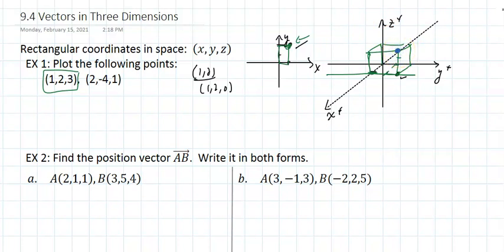And if you want to label the point, you move 2 forward. Y is negative, so you don't move to the right, you move to the left 4 units. You would move 1, 2, 3, 4, and you would go up just 1 unit. And that's where that point would be.